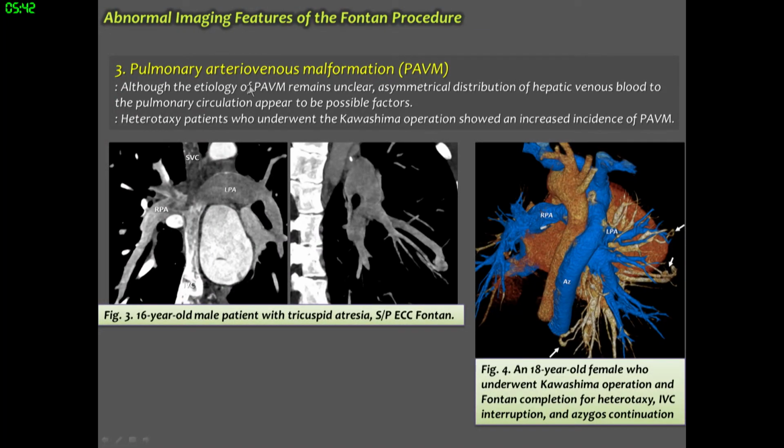Although the etiology of PAVM remains unclear, asymmetric distribution of hepatic venous blood to the pulmonary circulation appears to be a possible factor of the PAVM. Heterotaxy patients who underwent Glenn operation showed an increased incidence of PAVM.